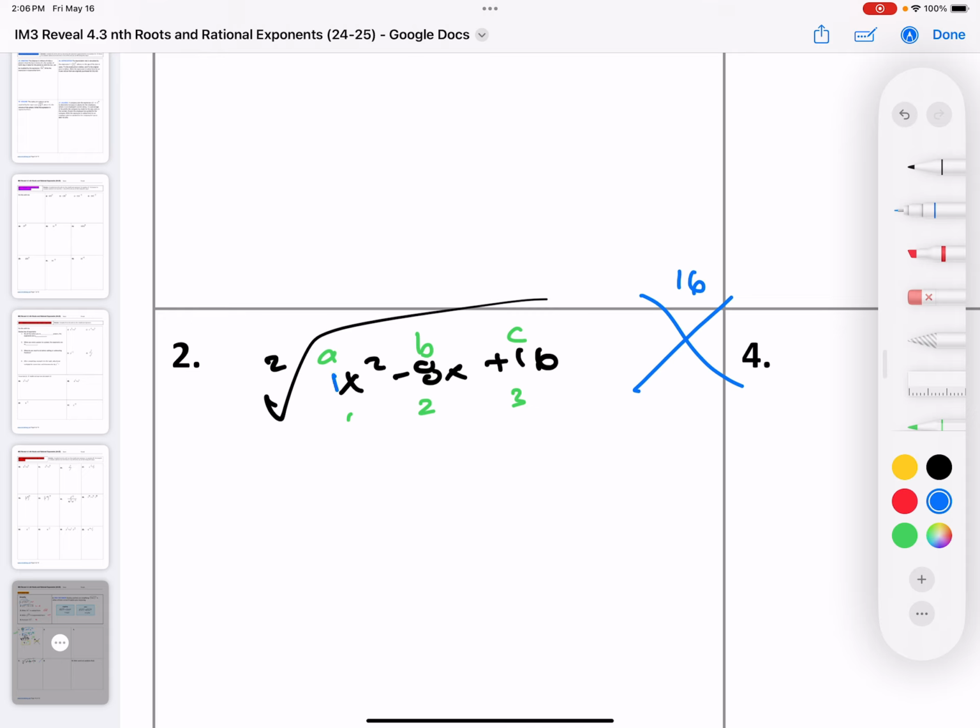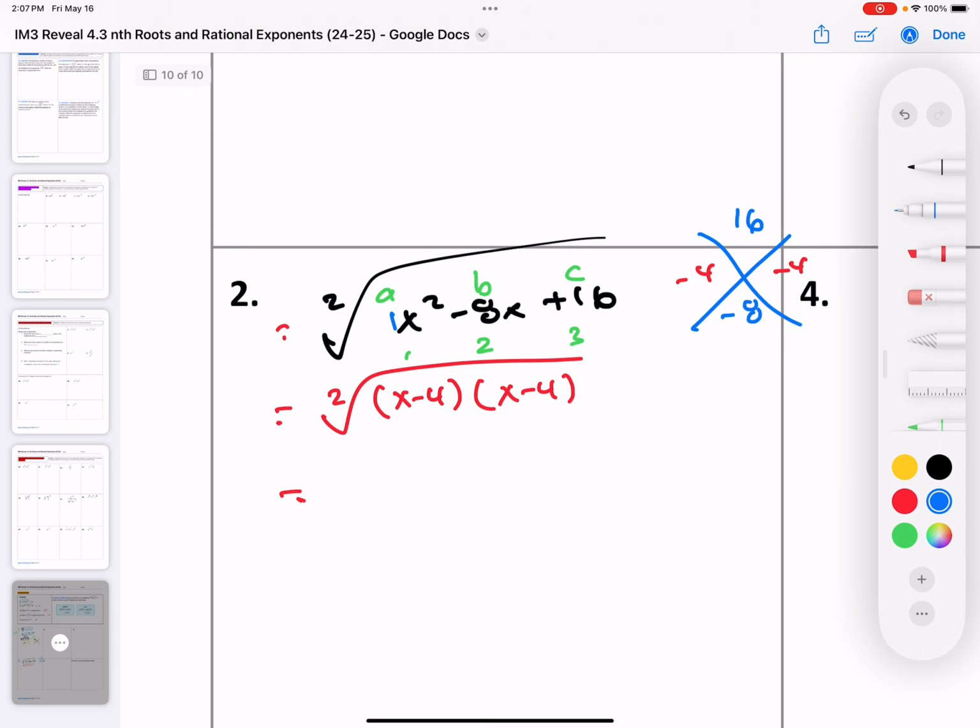16, A times C is 16, B value is negative 8, so you've got negative 4 and negative 4, yes? Mm-hmm. So you have x minus 4, x minus 4. Okay, so from here, you have 2 of them. So we put those together. Does this make sense? And then now we have to go through EVO. Is this even? Yes. Okay.